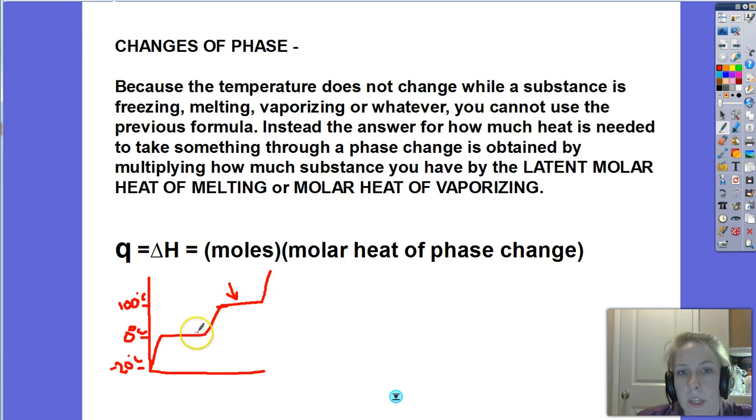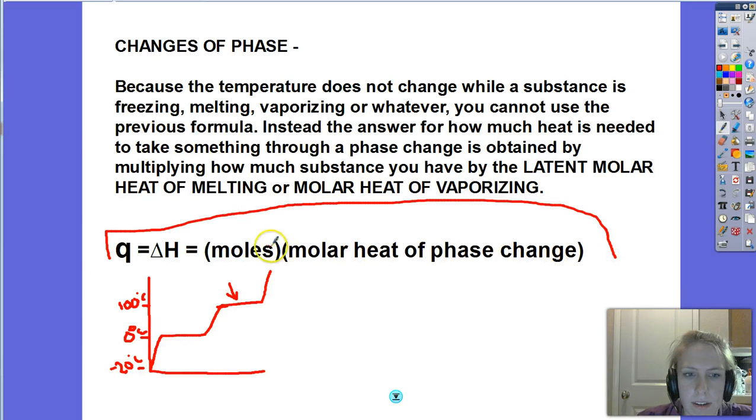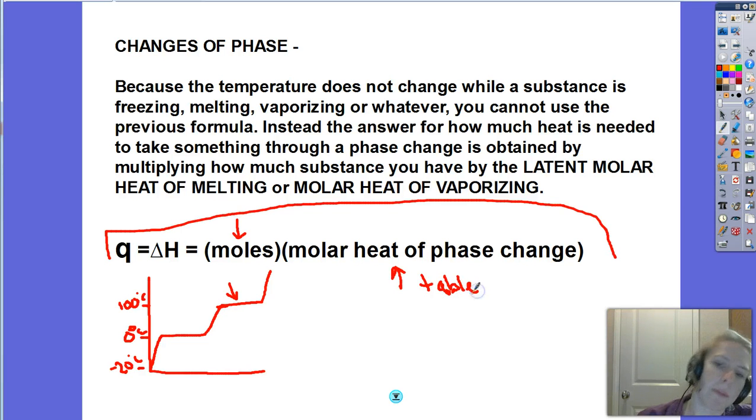Now, anytime you have a temperature range that goes through one of these phase changes, you have to use this equation right here. So it's going to be the heat, or the heat of vaporization, equals the moles of the substance times the molar heat of the phase change. This is what you're going to find on the table. So you have to look at a table or look up the value to get that.